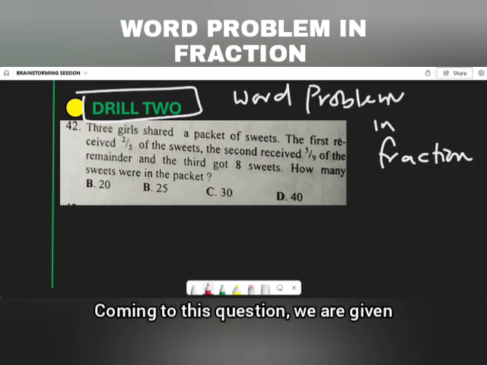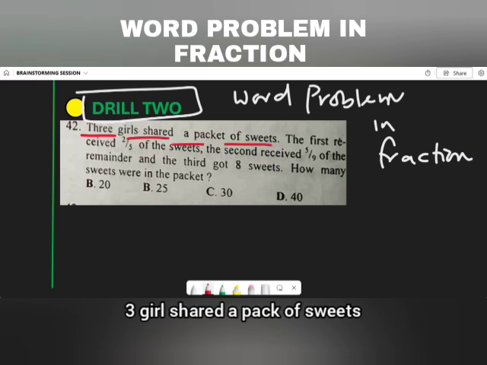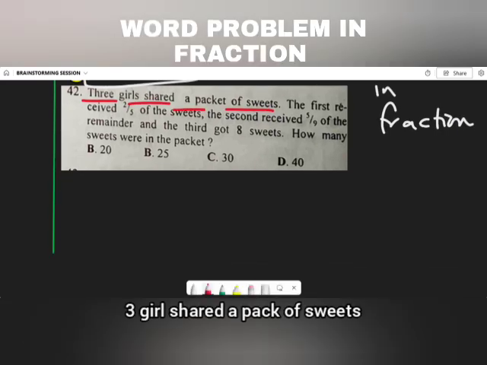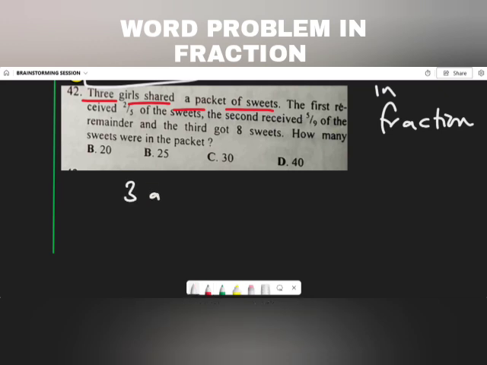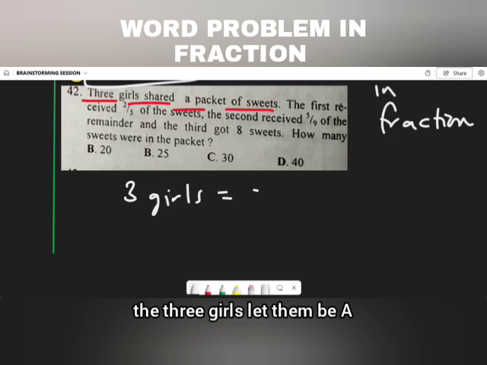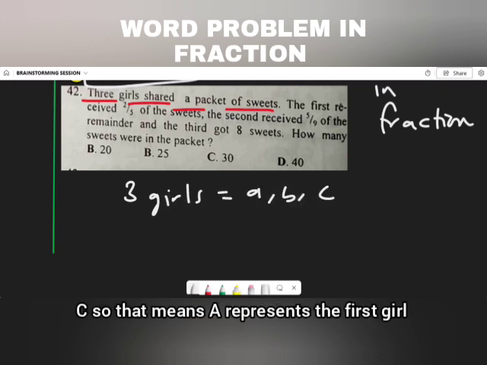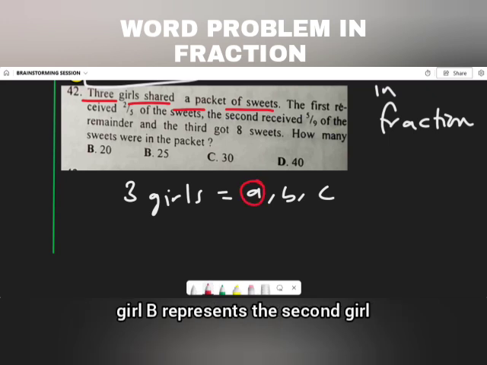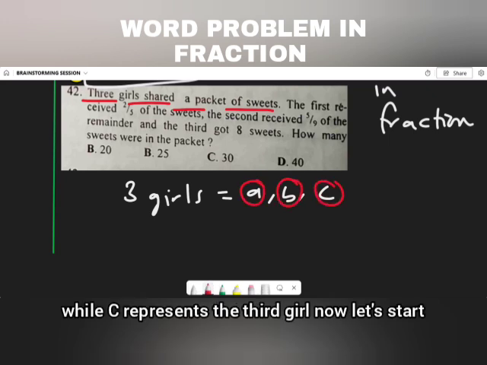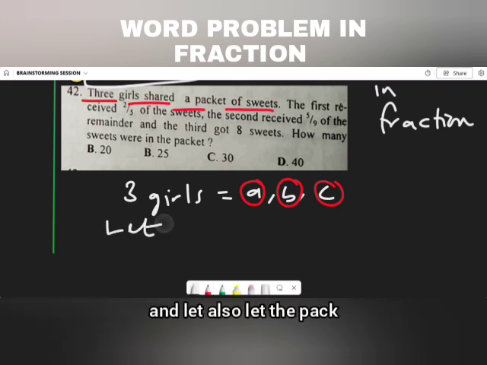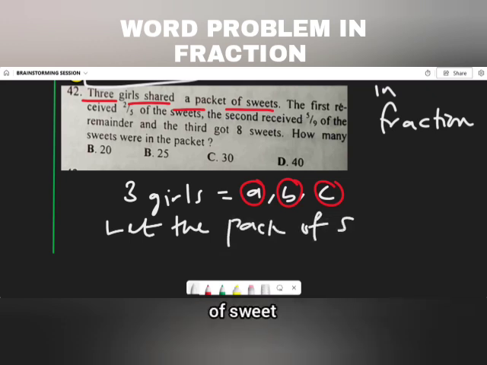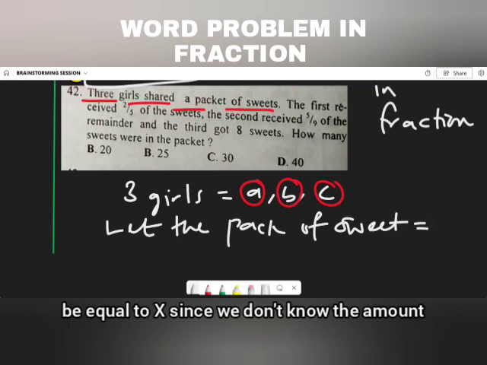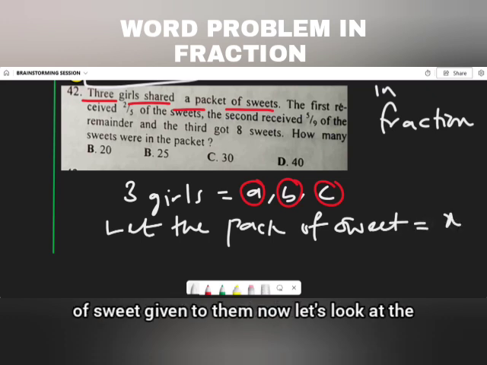Coming to this question, we are given 3 girls shared a pack of sweets. Let the 3 girls be A, B, C. So that means A represents the first girl, B represents the second girl, while C represents the third girl. And let the pack of sweets be equal to X, since we don't know the amount of sweets given to them.